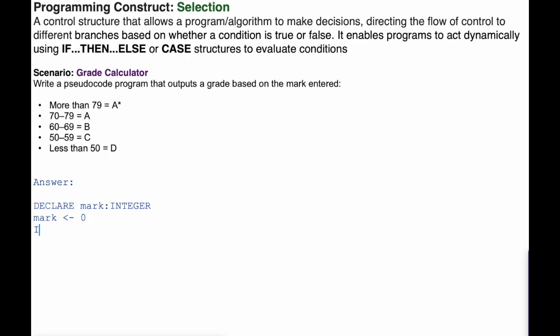So what we do is we say if mark is greater than 79. Why? Because anything greater than 79, more than 79, it's an A star. So if mark is greater than 79, then we're going to output grade A star.